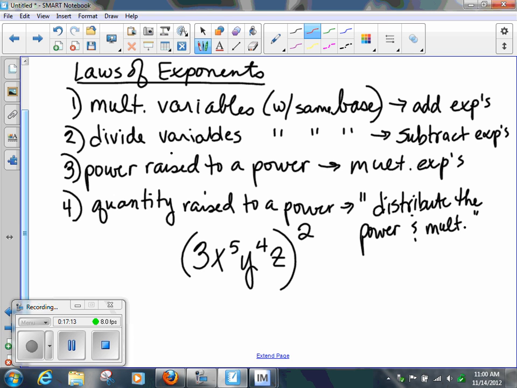you're going to distribute the power. That means it's going to become 3 squared, x to the 10th, y to the 8th, z to the 2nd. And that's all that means. You're not going to find in the book that it says distribute, but that makes sense to me. Very quick review of laws of exponents.